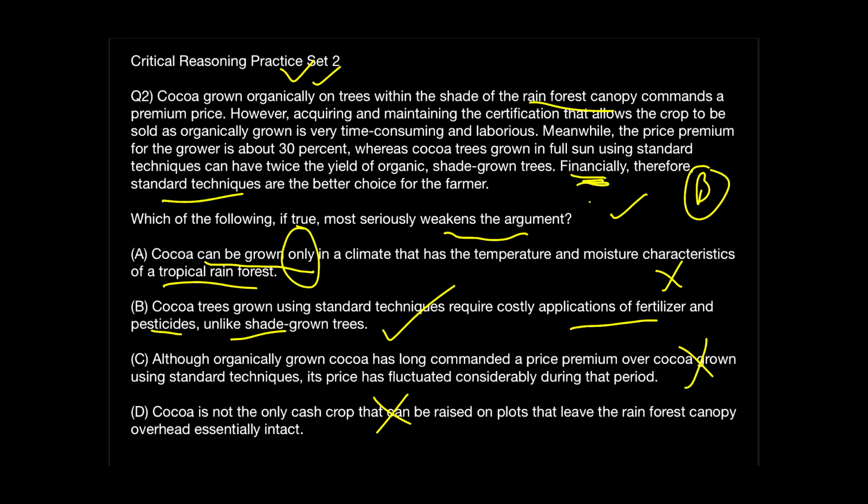So that was the explanation for this passage, and this was a perfect example of statement argument type questions.